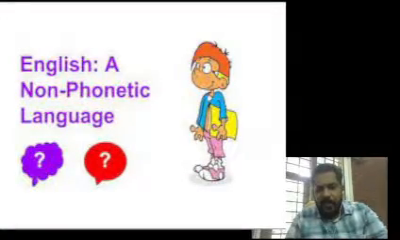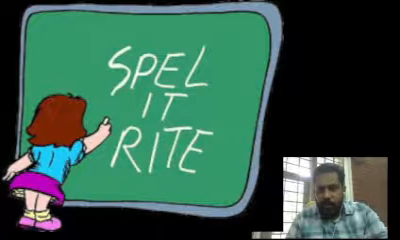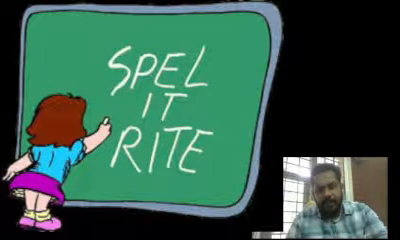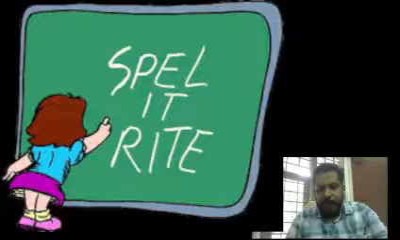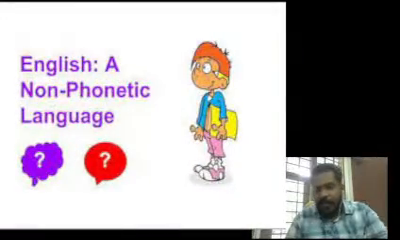First, we have to consider English as an unphonetic language. In English there are 44 speech sounds, but there are only 26 letters or alphabets to represent those 44 sounds. That's why English is considered an unphonetic language.